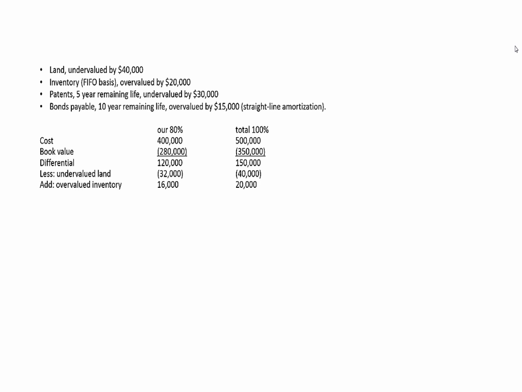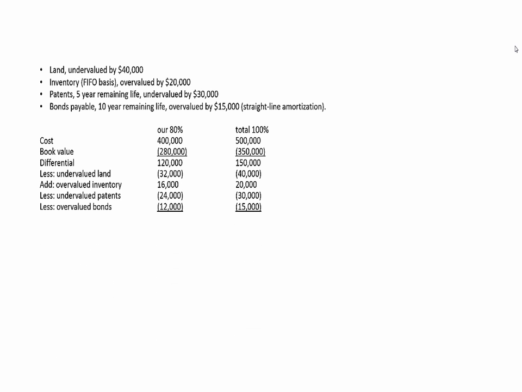Inventory is overvalued, so we're going to go ahead and add that. $20,000 total, our share $16,000. There are some undervalued patents, $30,000 total, our share $24,000. And again, the patents are undervalued. That means that, again, they're worth more than book value, so the company's worth more than book value. So that explains away part of that differential. That's why we subtract it.